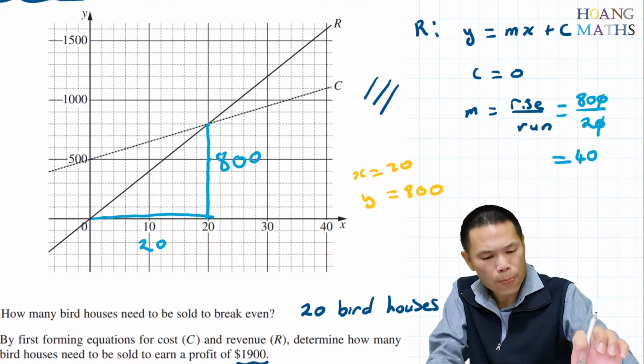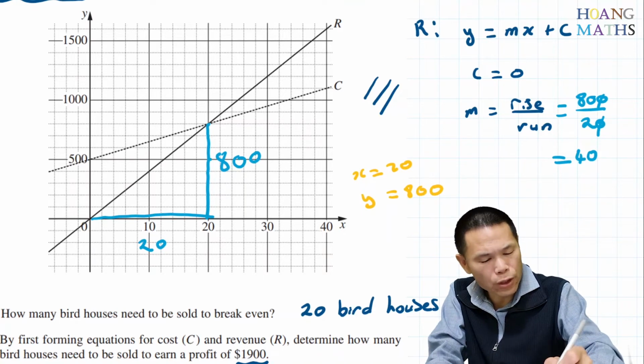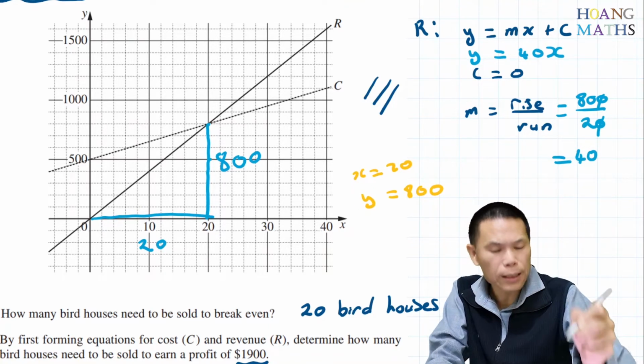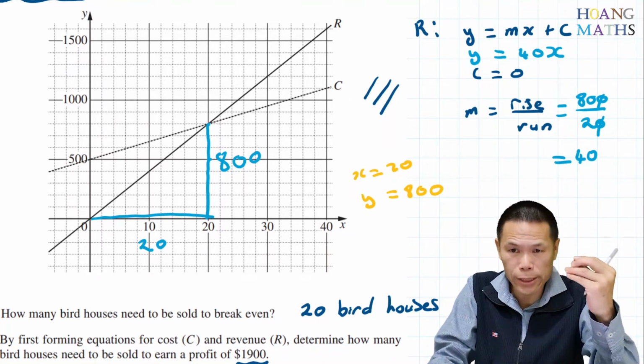So therefore, we know that for the revenue, y equals mx plus c, where m is 40 and c is 0. So therefore, y is equal to 40x.